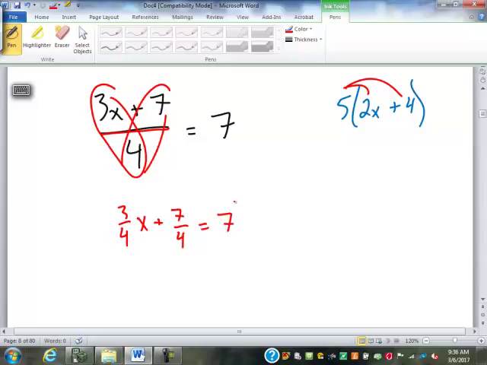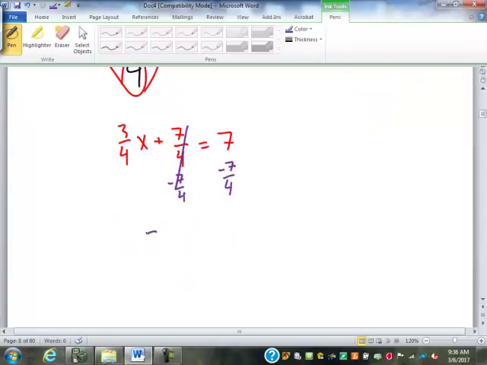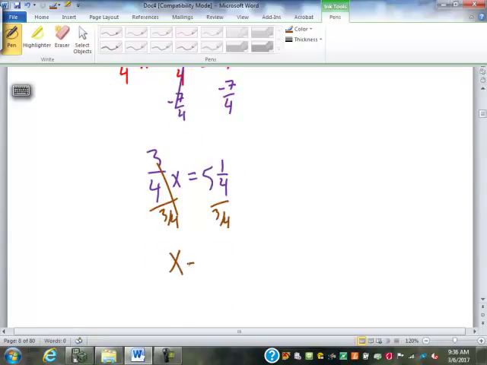And then we can solve this equation using the fractions. We would subtract the 7/4. So we have 3/4 x equals 5 1/4. And then we can divide by 3/4. So x equals 7, right?